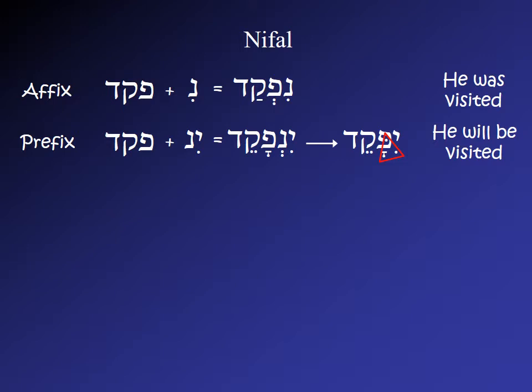Here we see the three characteristic features of the Nifal prefix. This is called the Nifal triangle. It's the hirek under the prefix, the dagesh in the first root radical, and the kamets under the first root radical. When you see these three features clustered together like this, you're looking at a Nifal triangle, which means you are looking at a Nifal prefix.